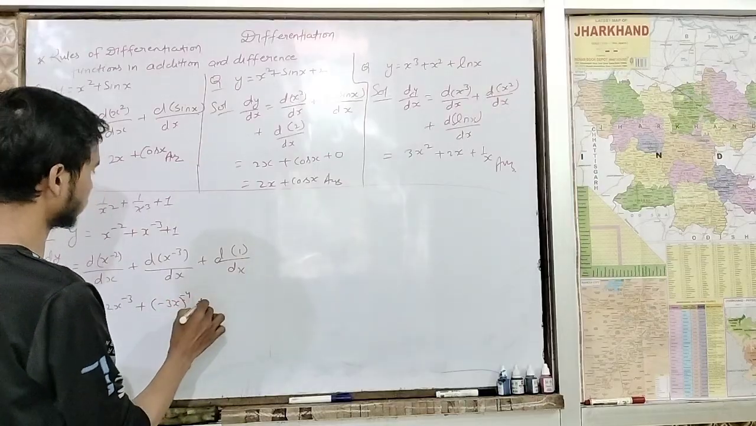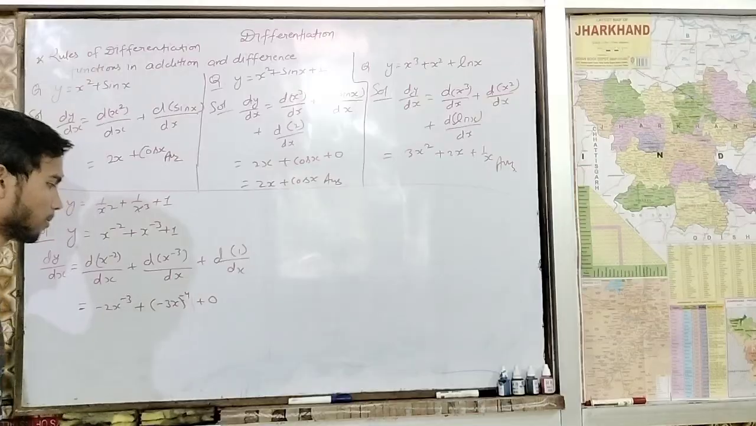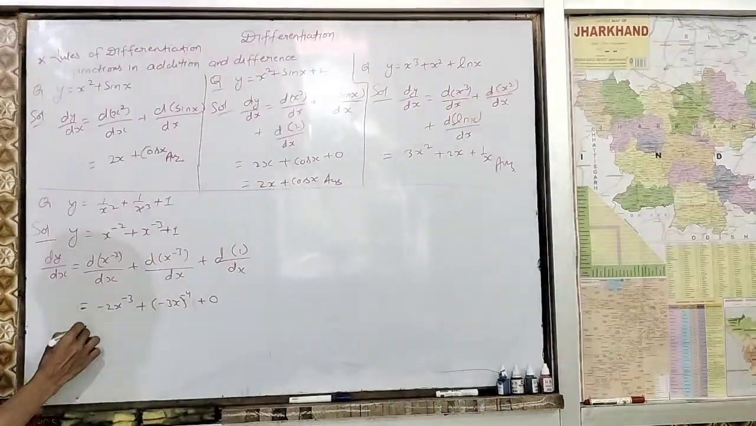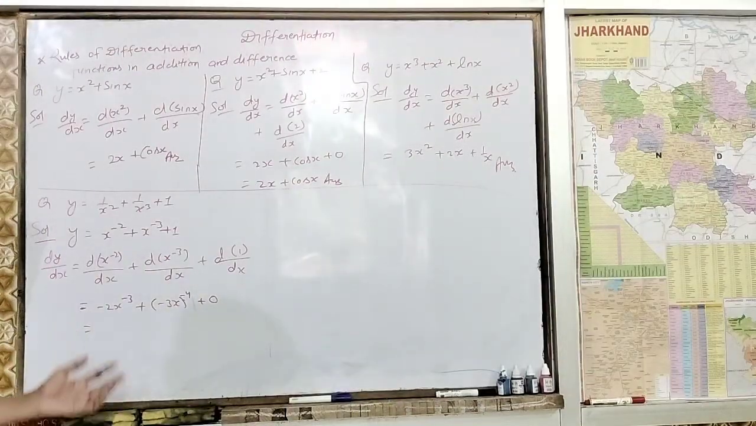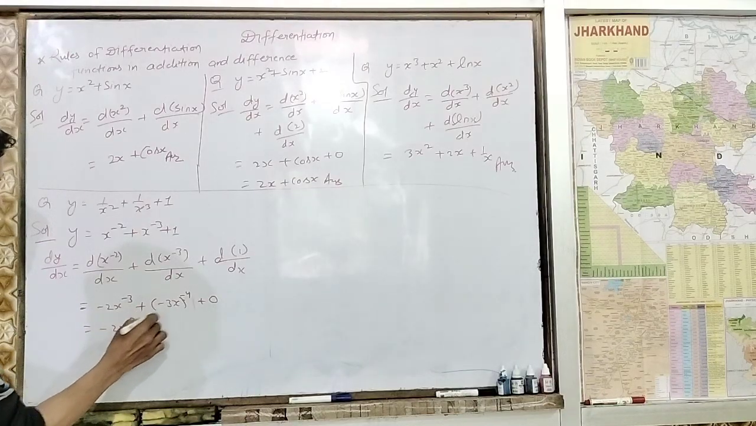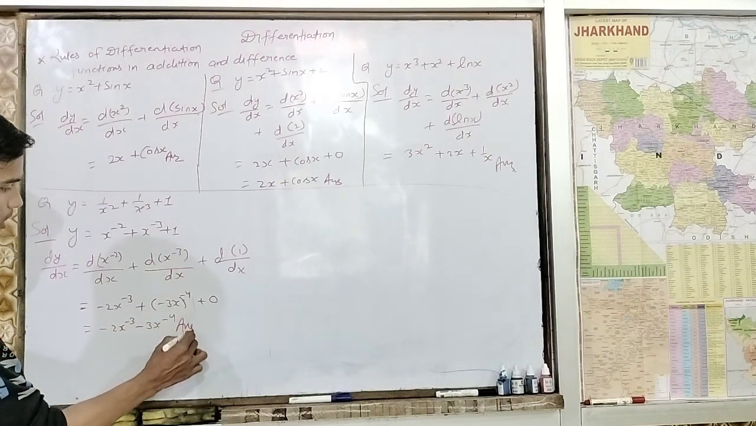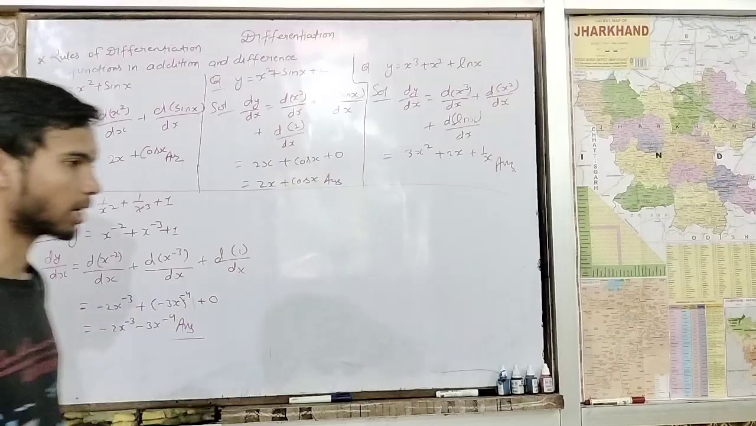Then we have this 1, it is a constant, this will become 0. It can be simplified. Here, minus 2x raised to the power minus 3, then plus minus, this will become minus 3x raised to the power minus 4. This is your final answer.